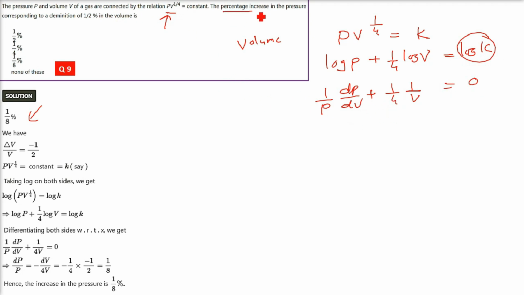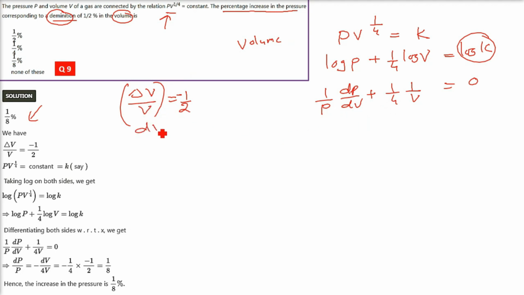The percentage increase in the pressure corresponding to diminution of 0.5% in the volume is. Now this is very key. That means delta V by V, diminution of 0.5% in the volume, is what? Delta V by V is equal to half, but it is diminution, it is decreasing, or things are coming down, so it has to be negative. Shrinking, decreasing, diminution, all these are considered negative while we do these kinds of problems. So delta V by V or dV by V is equal to negative half.